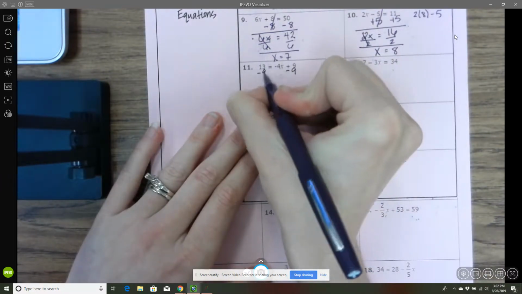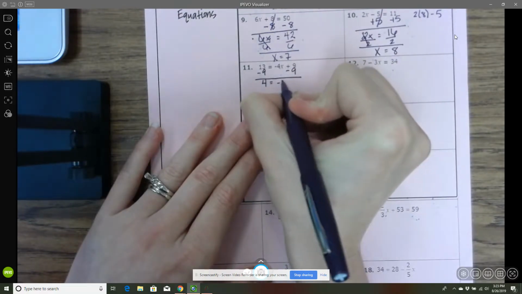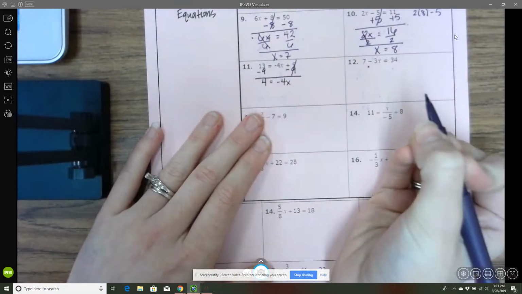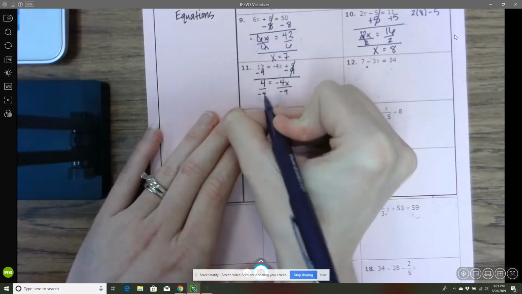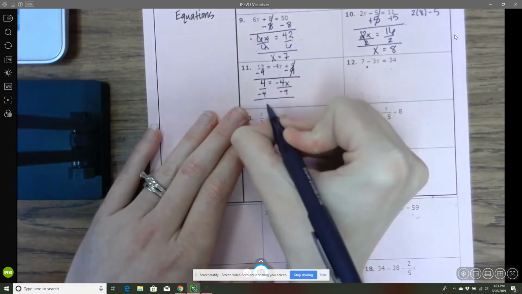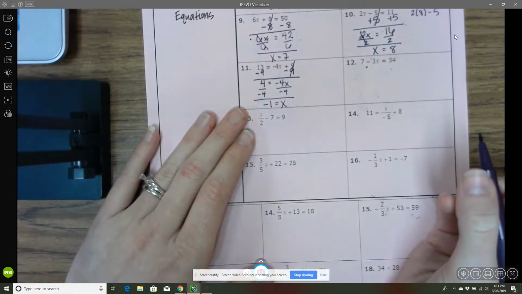So I would subtract the 9 from both sides. So I would have 4 equals a negative 4x, because these cancel. And then I would divide by a negative 4 and divide by a negative 4. So 4 divided by negative 4 is a negative 1, and that would equal x.